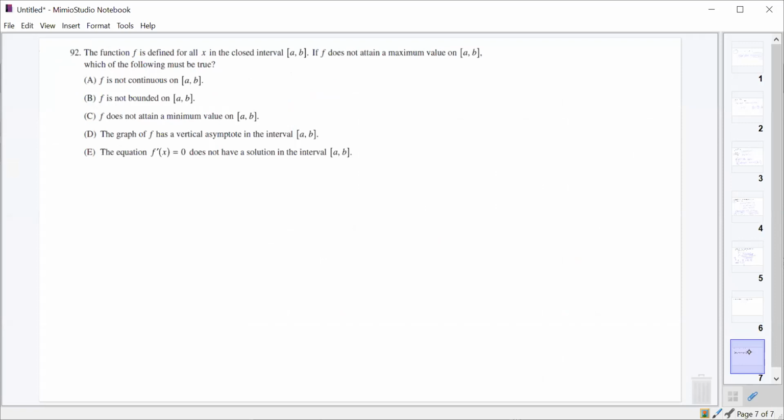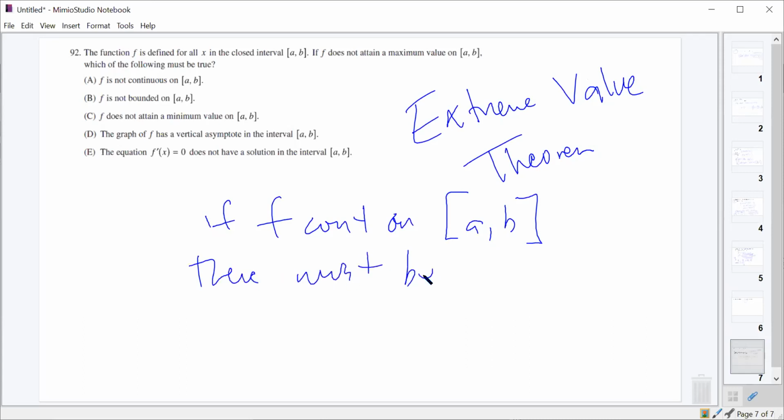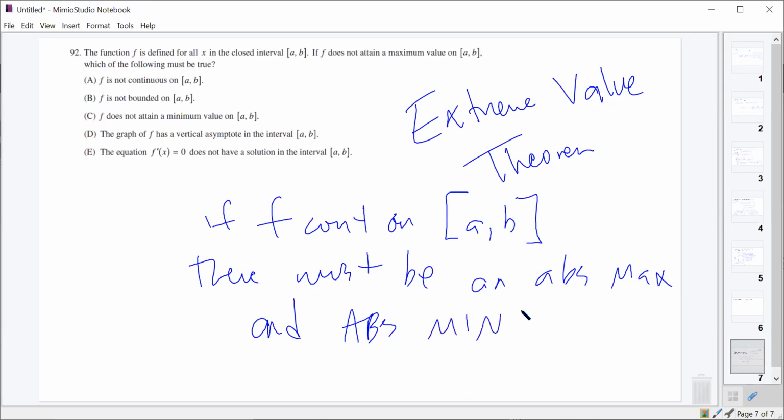All right, and then 92 here, we've got the function f is defined for all x on this closed interval a to b, but f does not attain a maximum on a to b. Which must be true? Well, according to the extreme value theorem, if f is continuous on a closed interval from a to b, there must be an absolute max and absolute min on a to b.